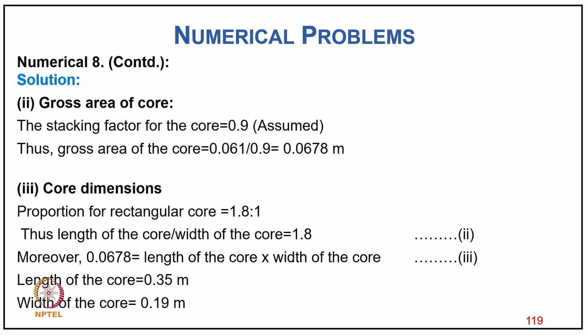And for the core dimensions, the proportion for the rectangular core is 1.8 to 1. So the length of the core to width ratio is 1.8, and moreover 0.078 equals length of the core times width of the core. So the length of the core is 0.35 meter and the width of the core is 0.19 meter.